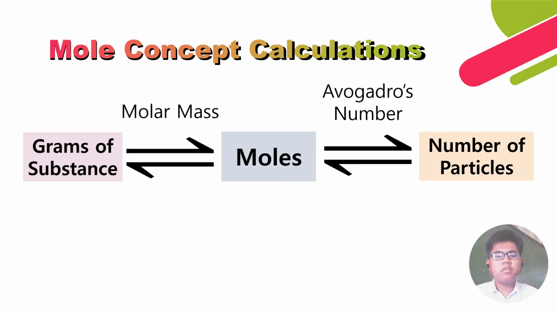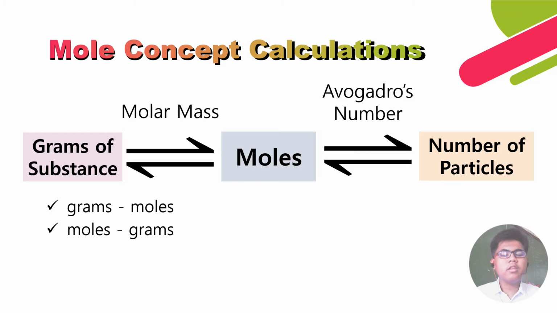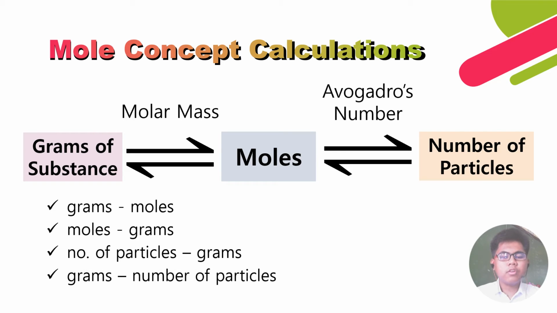As you can see in this diagram, mole is the bridge between the mass of substance and the number of particles. And in mole concept calculations, we are going to deal with interconverting grams to number of moles, interconverting number of moles to grams, interconverting number of particles to grams using the number of moles, and interconverting the grams into number of particles.